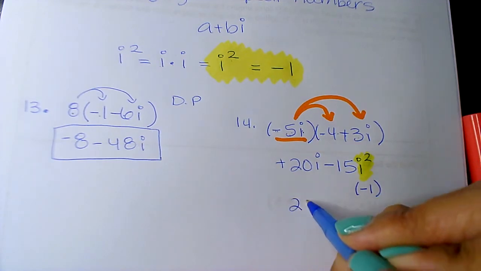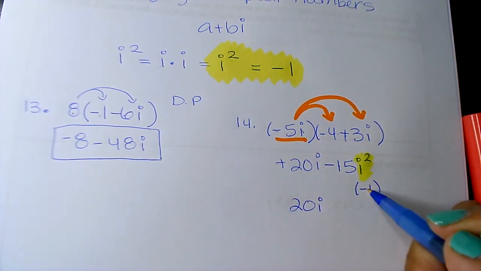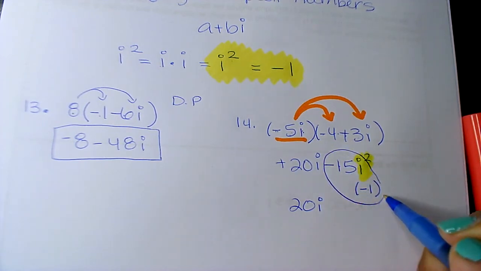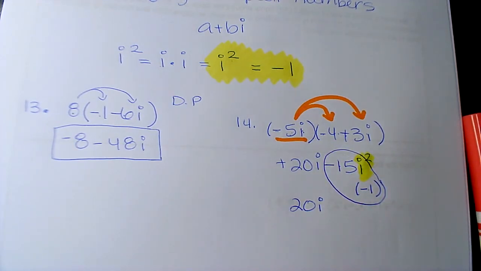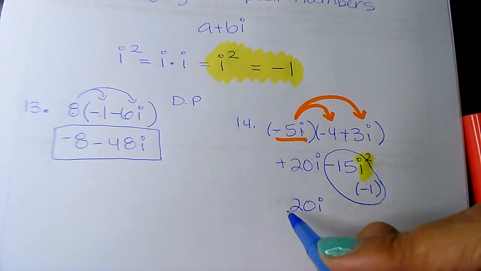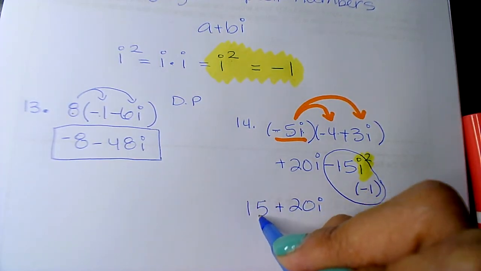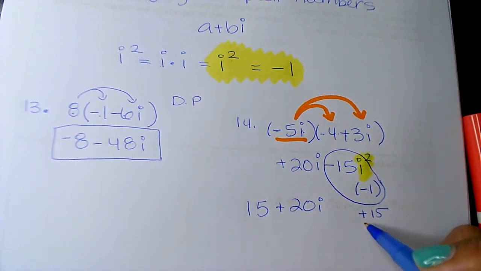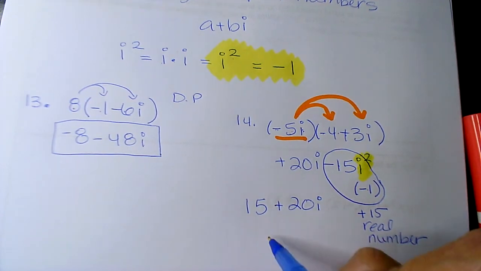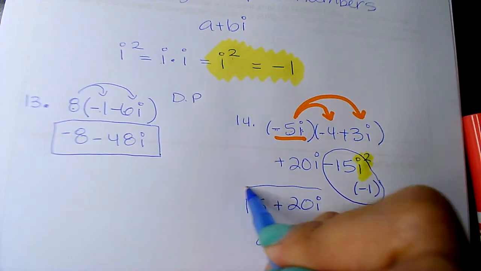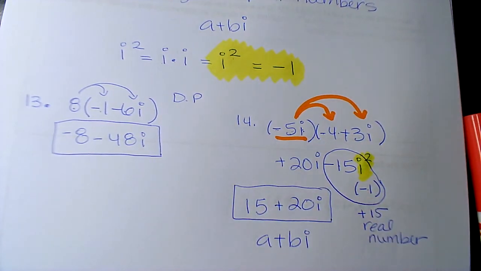What's a negative 15 times a negative 1? Multiplying. Yeah, so I end up with positive 15. This is now a real number, so it's going to go in the front like a plus bi. And so this is your answer. The 20i is not being messed with. It's the imaginary component. That's going to go to the back because imaginary comes second to the real component.